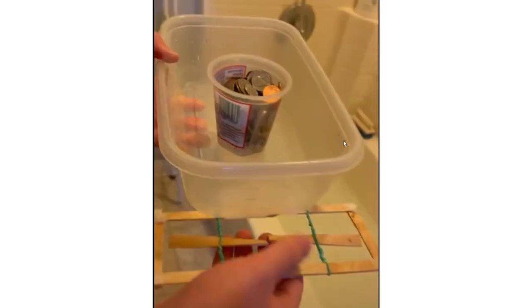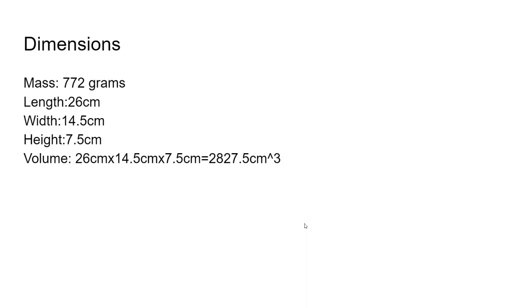So this is our boat. As you can see, the hull is just a plastic Tupperware with some coins in the center to serve as a weight to weigh down the boat. The propulsion mechanism comes from two propellers that are powered by two wound up rubber bands. So these are the dimensions of our boat.